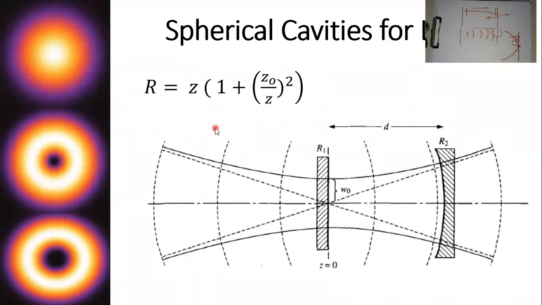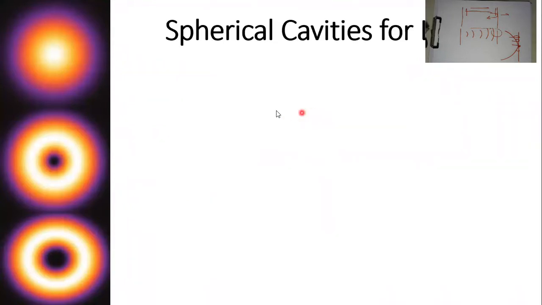The radius of the wave propagating is this radius, which equals R equals Z times one plus Z node over Z whole square. Again, it makes sense that the radius depends on that because whenever you go with the direction of the propagation, your spot size diameter increases, which means that your spot size radius increases. That's why it makes sense that R is directly proportional to that.